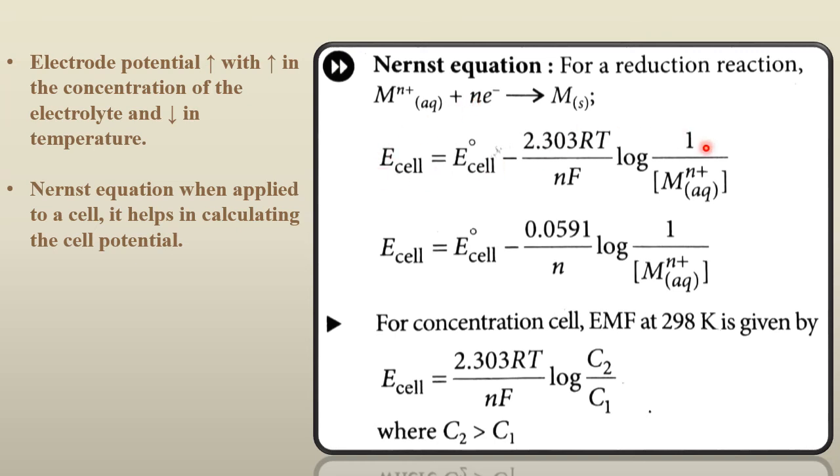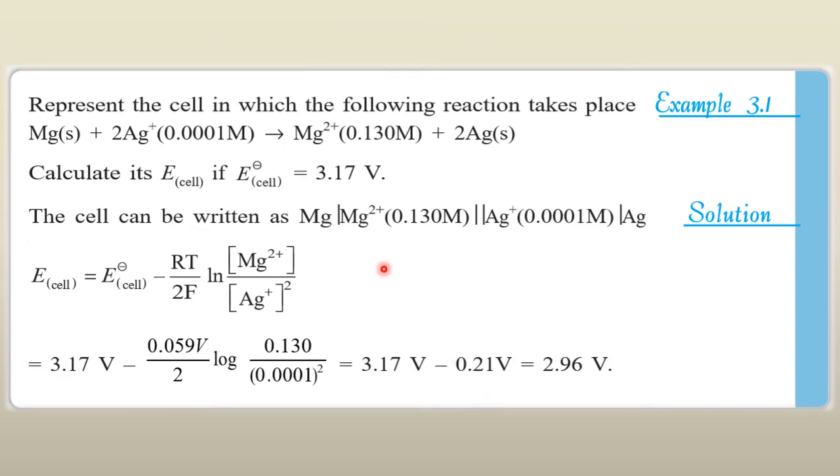In the previous slide we have seen how the Nernst equation is helpful to calculate the complete cell potential. Now, here we are calculating only for the reduction reaction, that is, only for a half cell potential. So log C2 upon C1, because the concentration C2 has to be greater than C1. So this is an example of how we can utilize the Nernst equation to calculate the cell potential.